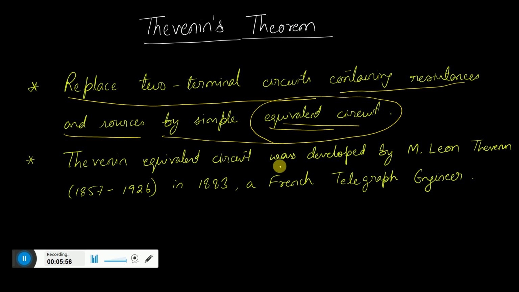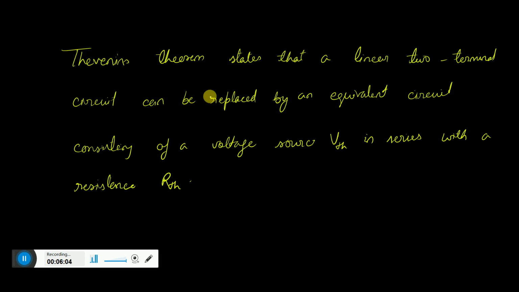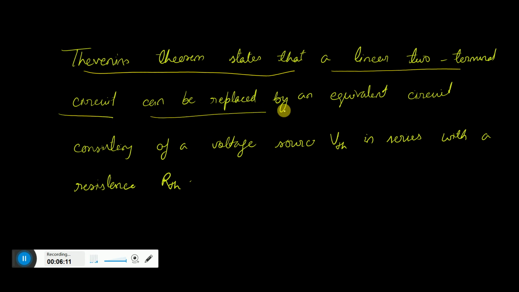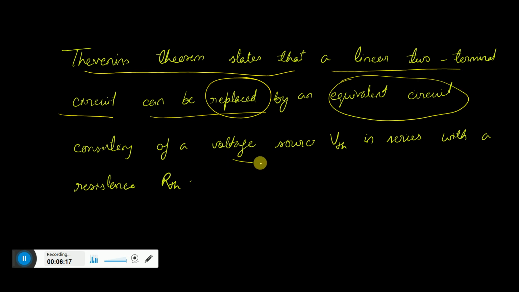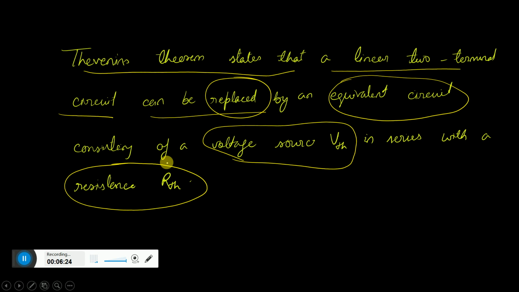The Thevenin equivalent circuit was developed by M. Guillaume Thevenin in 1883, a French telegraph engineer. Now Thevenin's theorem states that a linear two-terminal circuit can be replaced by an equivalent circuit consisting of a voltage source VTH in series with a resistance RTH. Okay, so this is what Thevenin's theorem says.